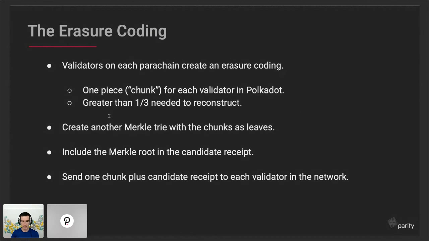Everybody's going to get the same candidate receipt, and then the actual erasure coding chunks are more targeted. So the validator who is validator 7 is going to get erasure chunk 7. And we're going to start sending these out into the network.